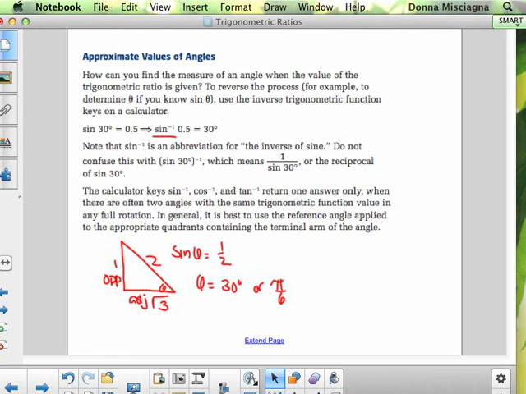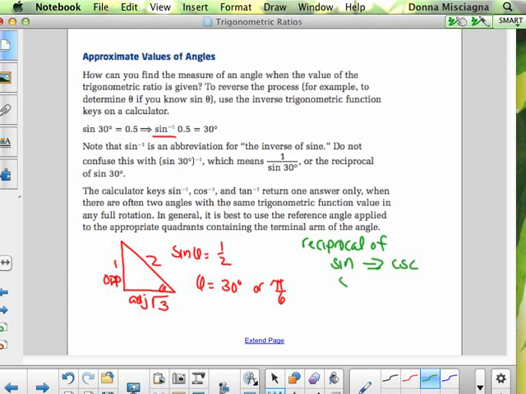Now, don't confuse inverse with reciprocal. The reciprocal just means it's flipped. So the reciprocal of sine is cosecant. Sine, and it actually needs a variable, so we'll give it a theta. Sine theta is the same as 1 over cosecant theta, and likewise cosecant theta is 1 over sine theta. They're reciprocals of one another.